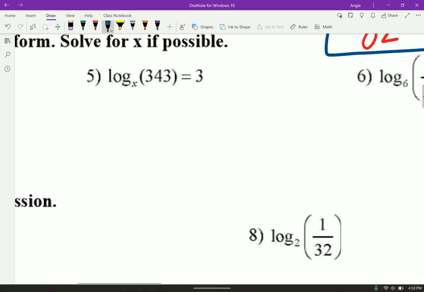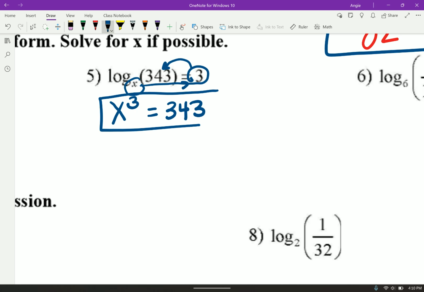Number 5 says, log base x of 343 equals 3. And again, your base is x, so that maintains a base. So we're going to go x to the power 3 here. So it goes from base to answer, and your exponent is 3 because that's the answer in log, equals 343. That's how we go from log to exponential. And it says solve if possible. So we are going to try to solve. Now to undo x to the third, we would need to take the third root. So I'm going to write that out here. To undo, take the third root of both sides.